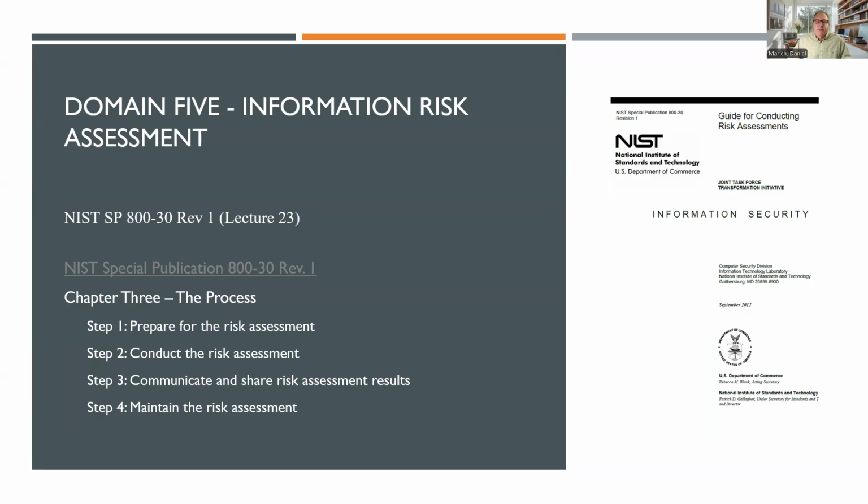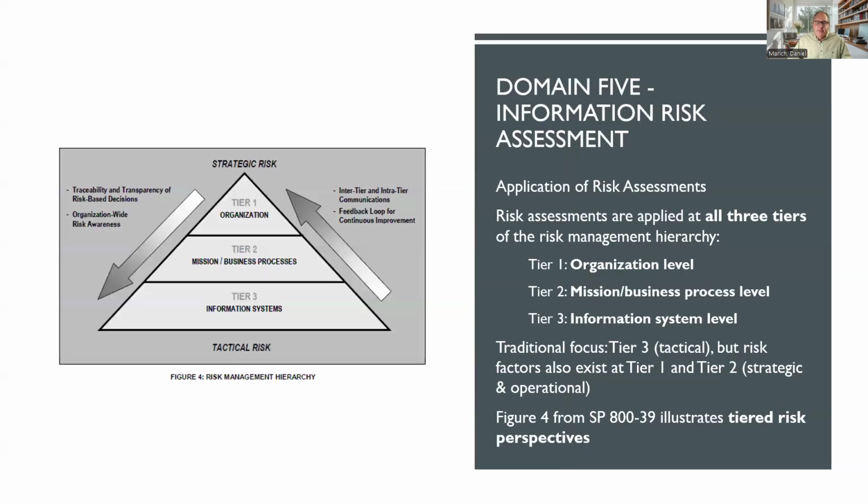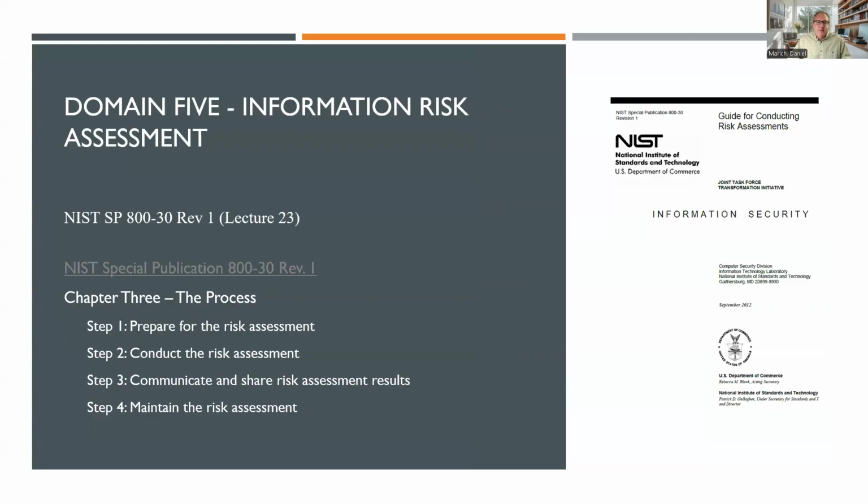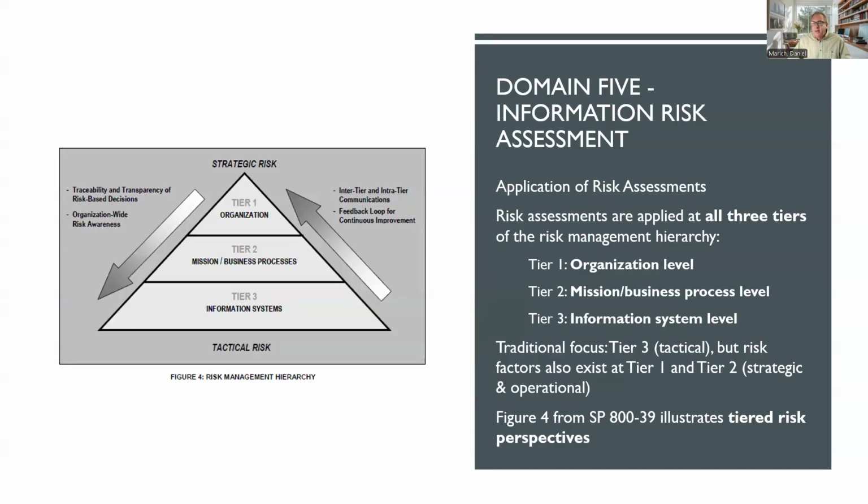First, they talked about the actual process, right? So the information risk assessment process is 4 steps. These need to be memorized. Then we get into the tier. So memorize, prepare, conduct, communicate, maintain. Prepare, conduct, communicate, maintain. Then it'll be easier to break them down later.